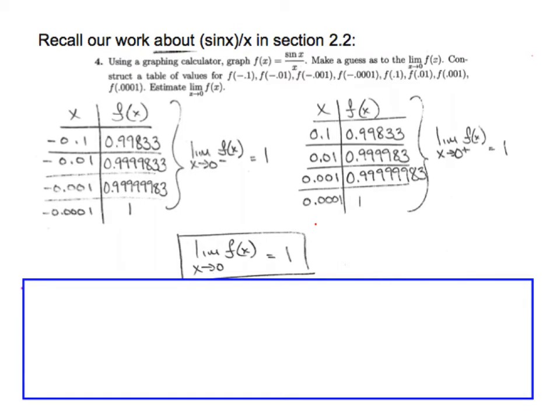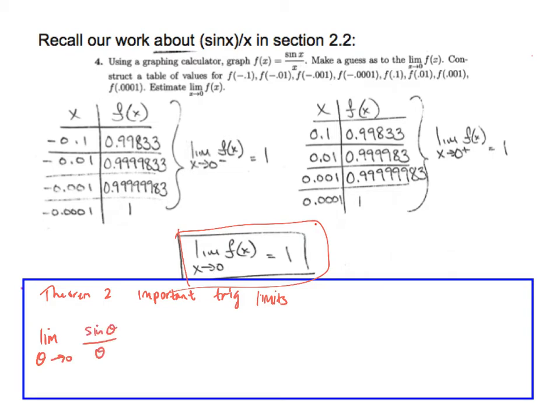We're going to use this as a pretty bold statement. Okay? We proved it through one method, so now we're going to use this to our knowledge. So theorem 2 in this section, important trig limits. These are two that you definitely want to memorize. State that the limit as theta approaches 0 of sine theta over theta equals 1.